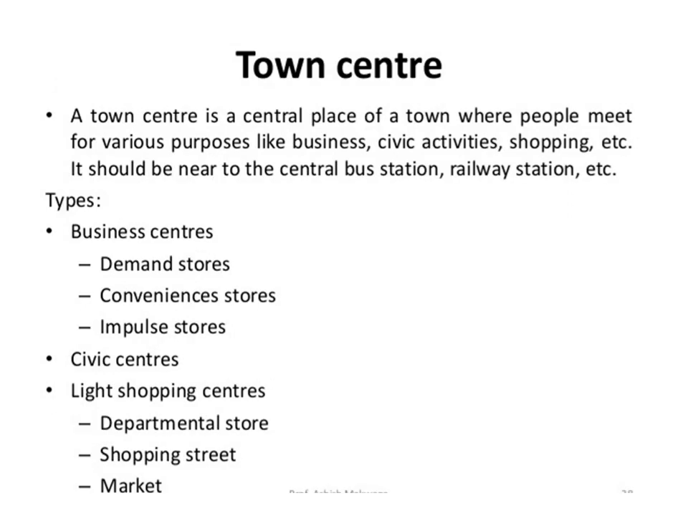Then in this slide we are going to see what is town center. A town center is a central place of town where people meet for various purposes like business, civic activity, shopping, etc. It should be near to the central bus station, railway station, etc. There are different types of town centers such as business center, civic center and light shopping center. In the business center we have demand stores, then convenience stores and impulse stores. Whereas in case of light shopping centers, it should have a departmental store, shopping street and market.